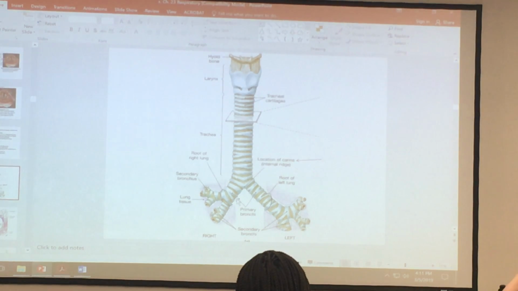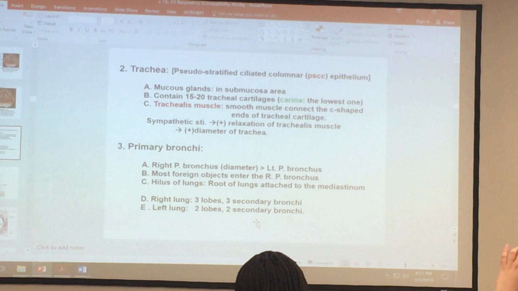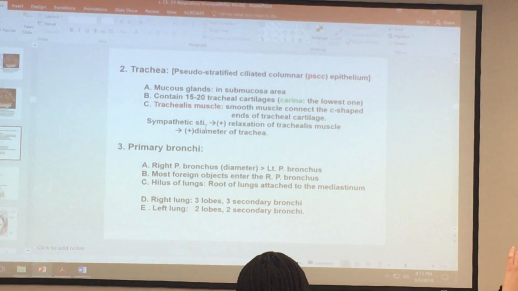And from here we branch to the right and left primary bronchi. Let's go back to the slide here. We continue with this one. The trachea is not a complete circle, it's C-shaped. The last part of it is connected by smooth muscle called the trachealis muscle. And this one is controlled by the sympathetic nerve.